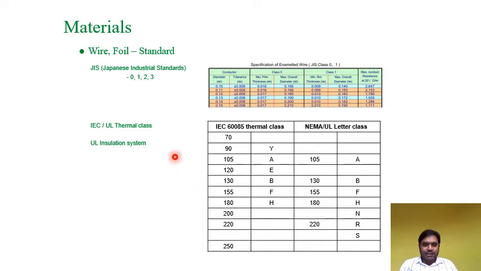Next is the insulation class for the wire. As I said, there are two major regulatory systems which define this: the Japanese Industrial Standards JIS or IEC, or the UL insulation system. So here is the temperature grade for the IEC and their nomenclature, what thermal class it is called, like 105 is called A, 120 is called E, 130 is called class B, class F, class H, and in the same way the definition is for the UL standards. So this defines the thermal limits of the windings.